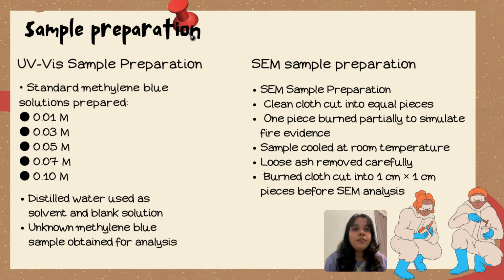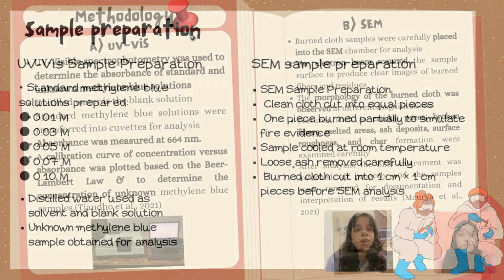For the SEM analysis, two cloth samples were prepared, which were unburnt cloth and burnt cloth. The clean cloth was cut into equal pieces and one piece was partially burnt to simulate fire evidence. The sample was then cooled, cleaned gently to remove loose ash, and cut into smaller pieces before SEM analysis.